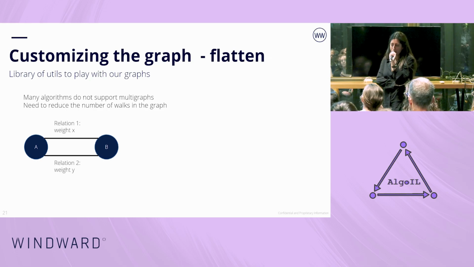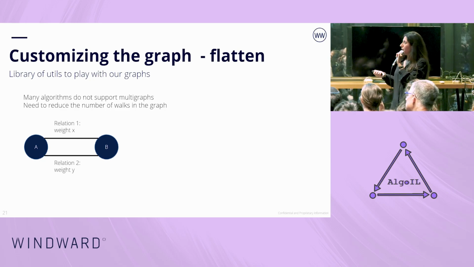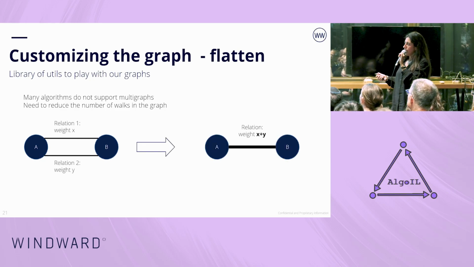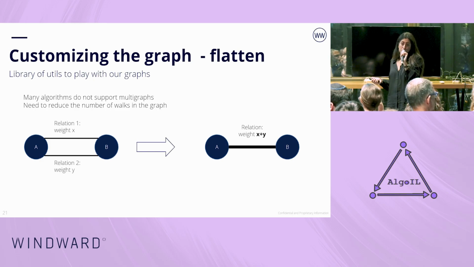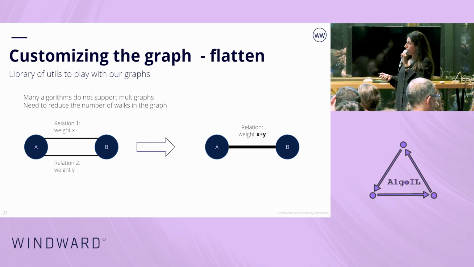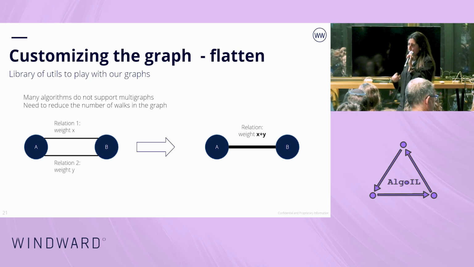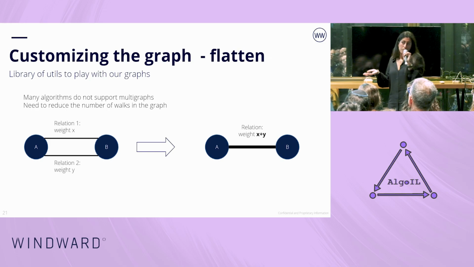One of them was that our graph was a bit too big for some algorithms, and second, many algorithms did not support what we call multigraphs. So here you have two nodes, A and B, and many algorithms did not support the fact that between A and B you have two edges. So we had to find a way to flatten it. If we take this example, you have A, B, two relations, one that has a weight X, one that has a weight Y. I think you see pretty intuitively how we can flatten it. So we created a unique relation that has a weight X plus Y.